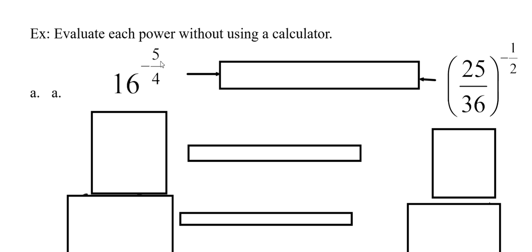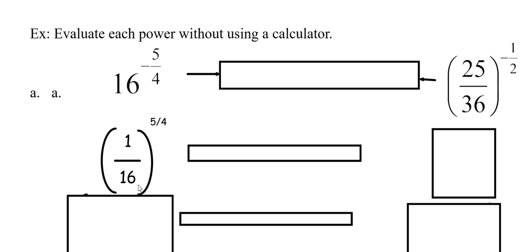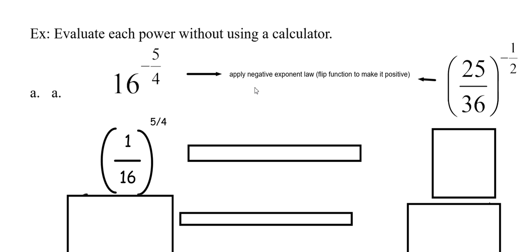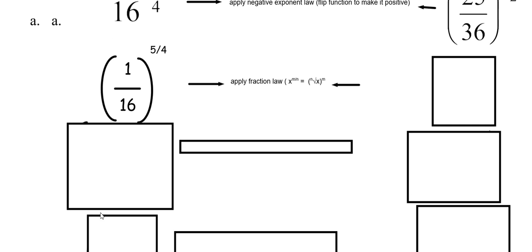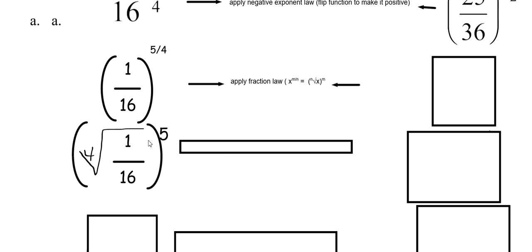So 16 to the negative 5 over 4 is going to give me 1 over 16 to the positive 5 over 4. So we had to apply our negative exponent law and flip it. Now what we're going to have to do is apply our fraction law, where because I have a fractional exponent, I'm going to wind up taking the fourth root of 1 over 16 to the power of 5.